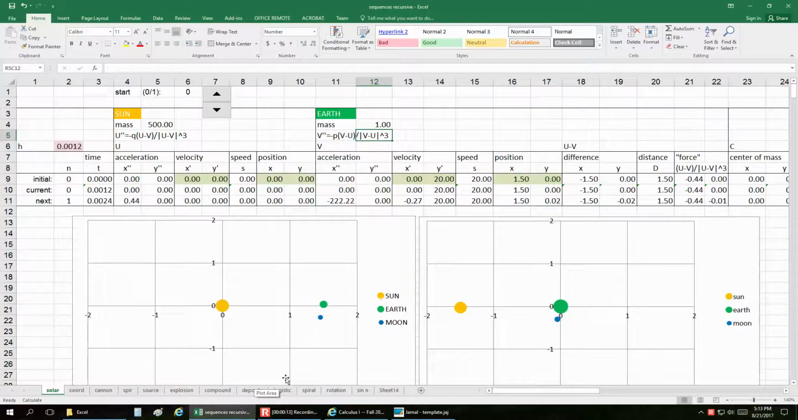The sun is orange, there is green, and the moon is blue. Okay, so this is the simulation. Let me show you the steps.